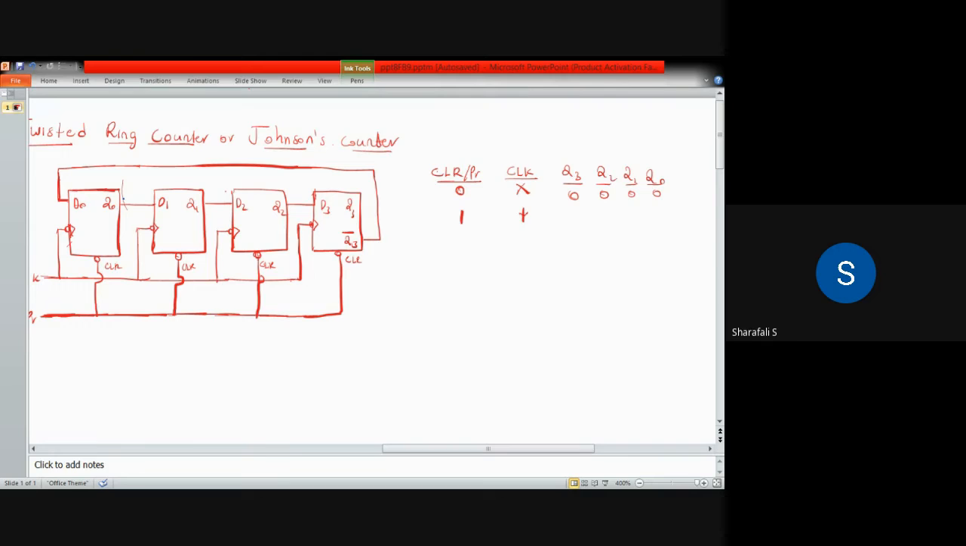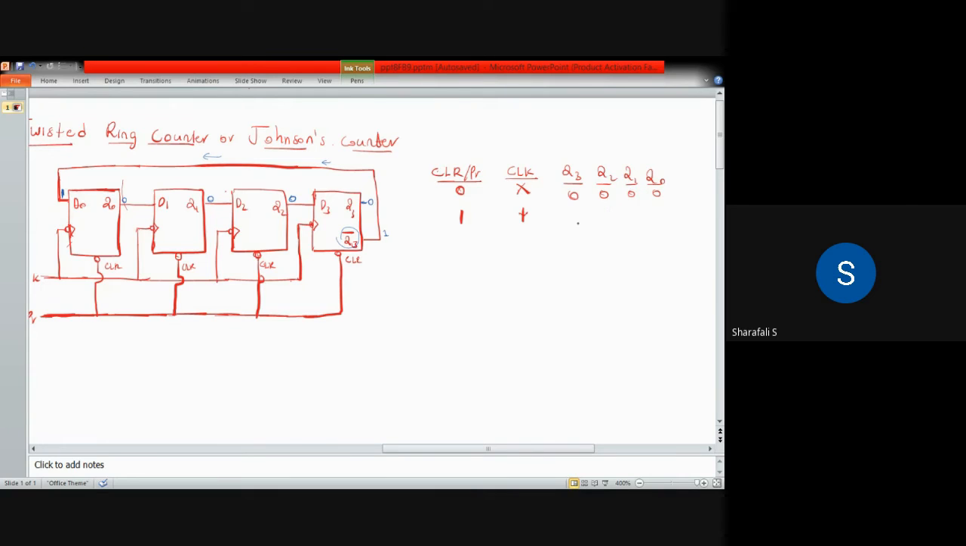Currently Q0 is 0, Q1 is 0, Q2 is 0, Q3 is also 0. But what is this Q3 bar? Q3 bar is 1. So that one will be going through this connection, and it will be coming to this D0. That one is coming at this D0.